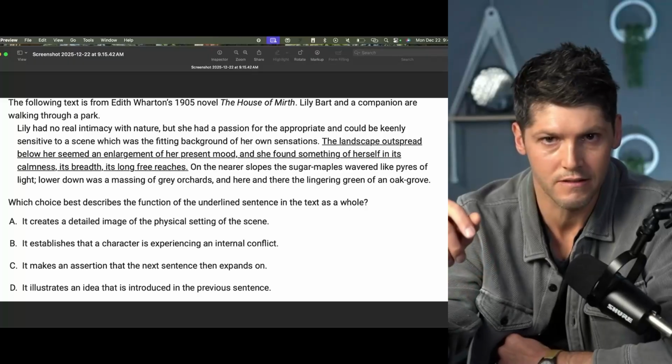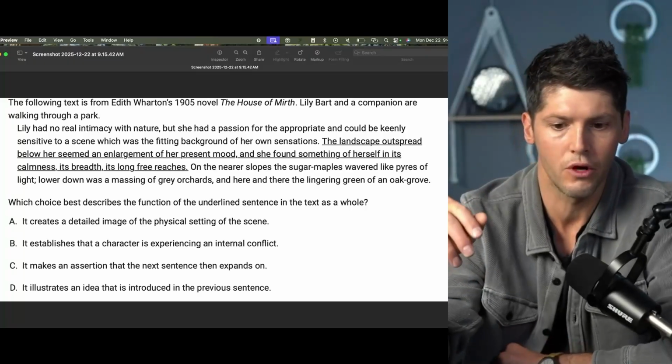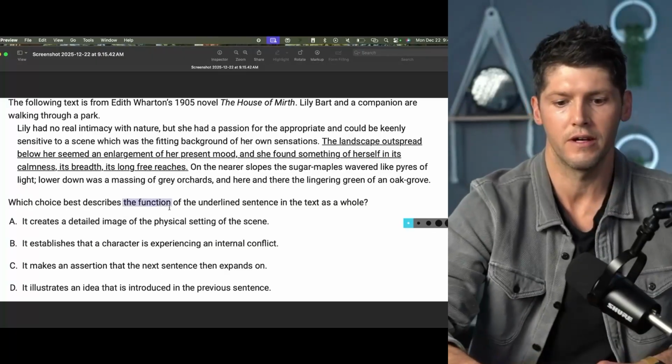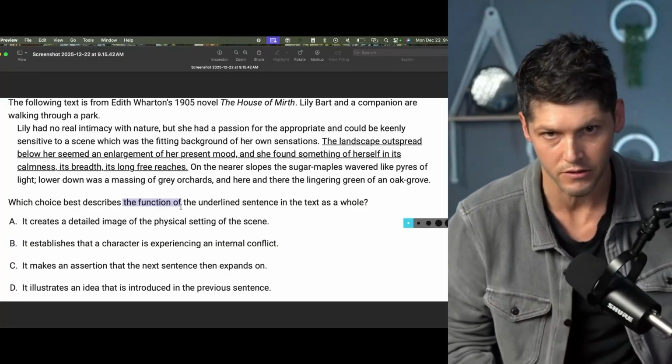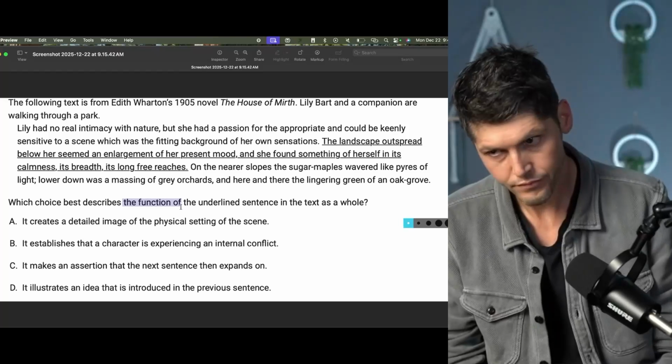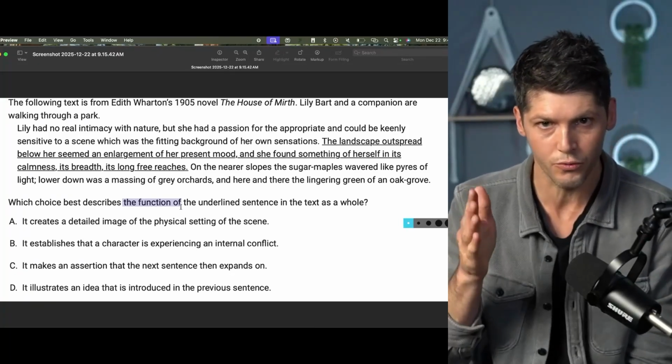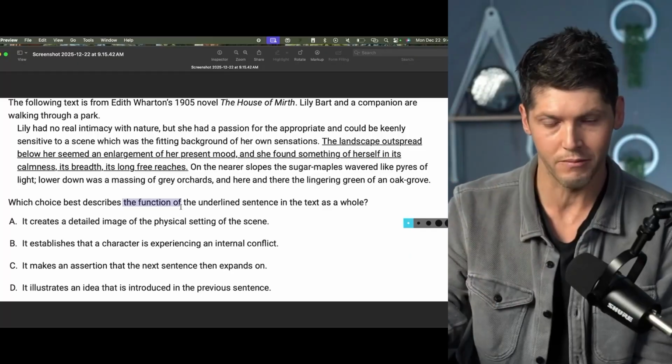This is considered a hard question, and you'll notice that it asks about the function of the underlined sentence. Okay, so I'm going to introduce this strategy before we read the question because I want you to read it with the strategy in mind.